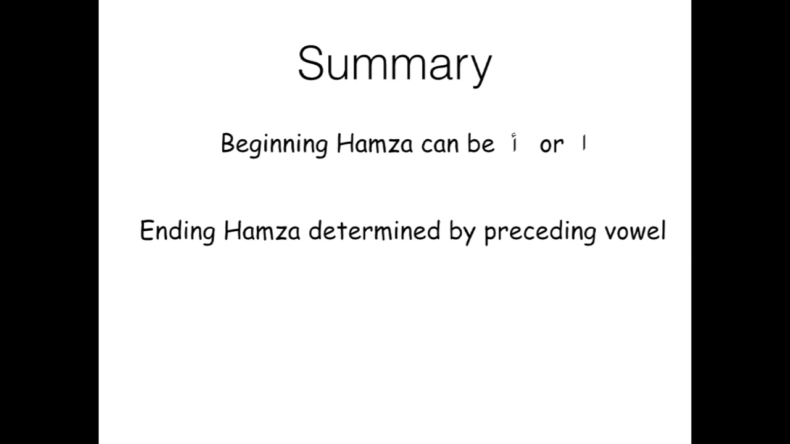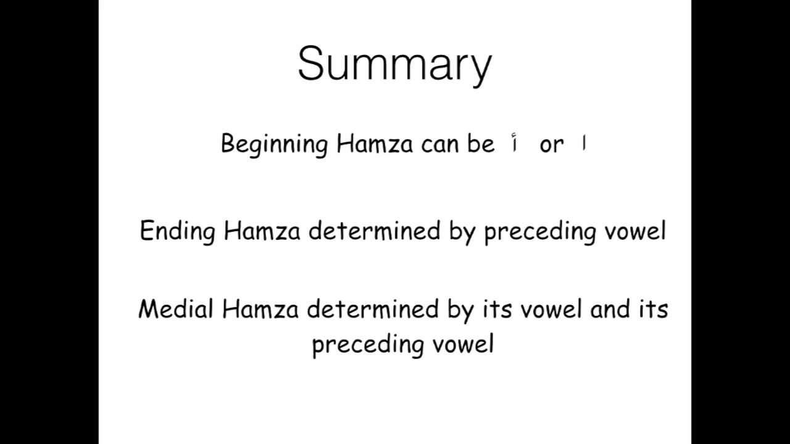The ending Hamza is determined by the preceding vowel, and the medial Hamza is determined by its own vowel compared to the vowel of the letter that precedes it. Well, we just finished unit number 1 from Arabic Made Easy. Unit number 1 was intended to teach you how to read and write Arabic, without which you can't learn how to construct sentences, you can't learn how to conjugate verbs, you can't learn how to have conversations. So after Unit 1, you should be more than able to read or write any Arabic text.